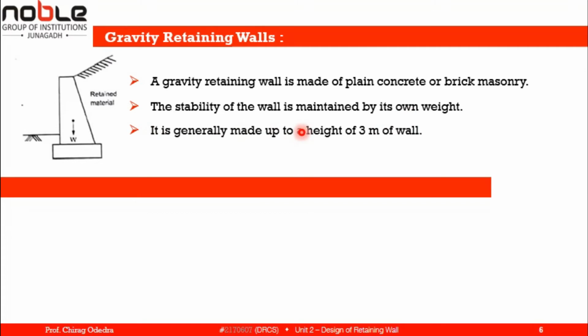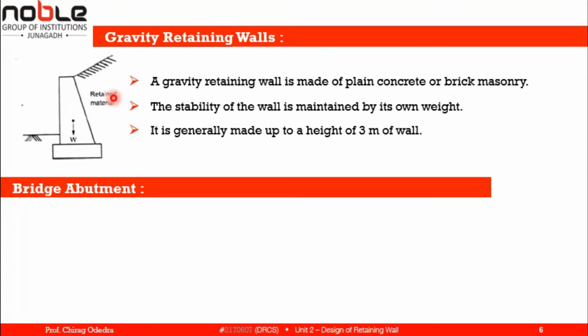If the material retained is less than 3 meter, then we can use this gravity retaining wall, and by maintaining its own weight it can resist all the lateral loads coming on it from the retained material.